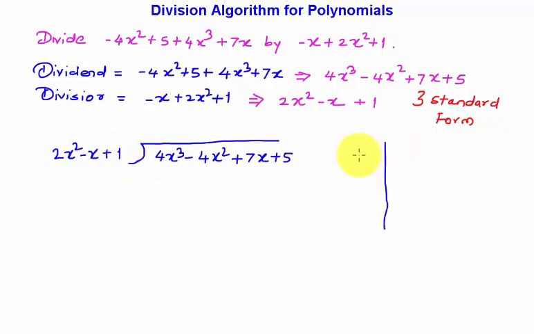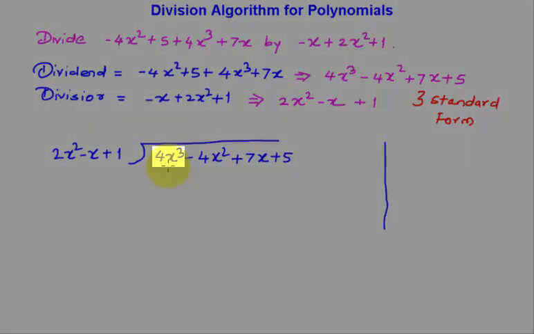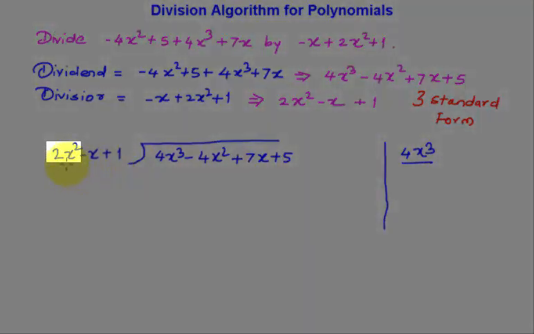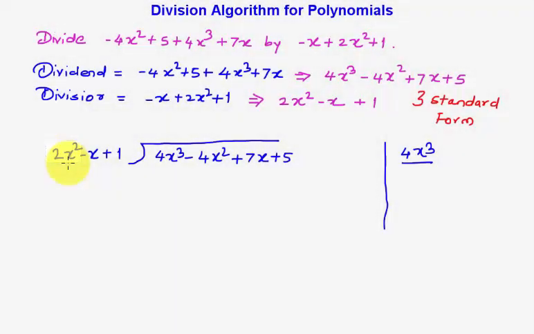To carry out the division, first we have to take the highest degree term from the dividend. So which is the highest degree term? Here it is 4x cube. So let's take 4x cube. Then divide this term by the highest degree term from the divisor. The highest degree term from the divisor is 2x square. After dividing 4x cube by 2x square, we get 2x.